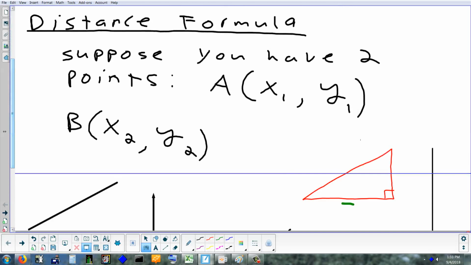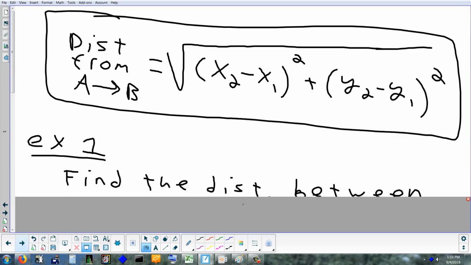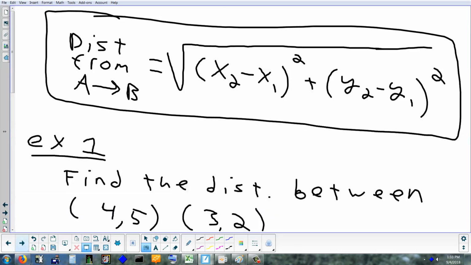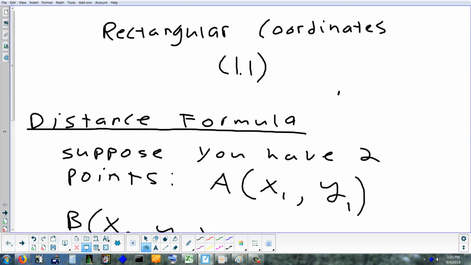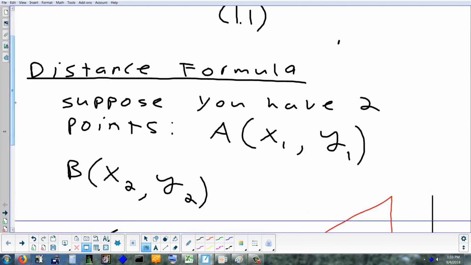You've got 2 points. I'm going to call them points A and B. And each point has its own coordinates. I'm not using any numbers. In a little bit, we're going to do an example with actual numbers, and I'll give you the coordinates. For now, it's just generic. Point A has an x and a y value. Point B has an x and a y value. They could be the same x's, or different. It doesn't matter. A and B each have their own coordinates.